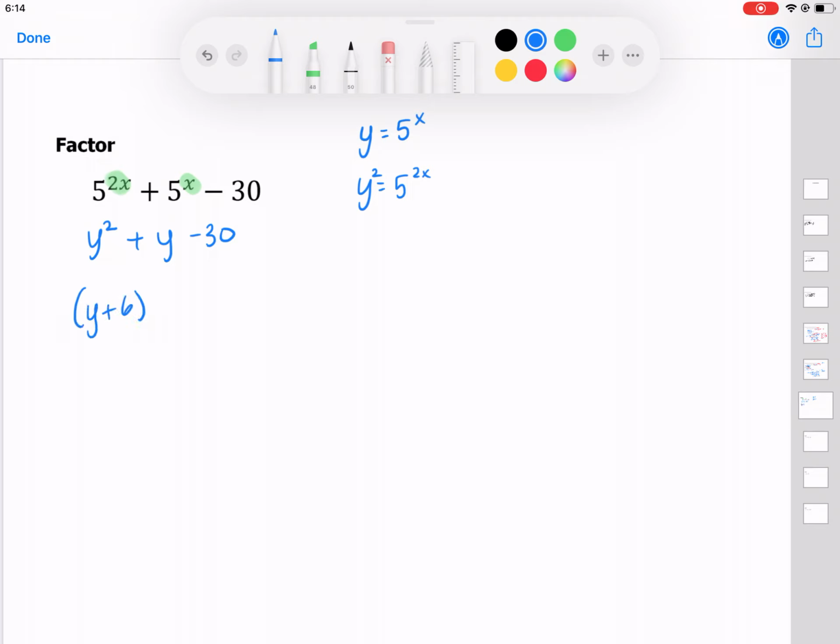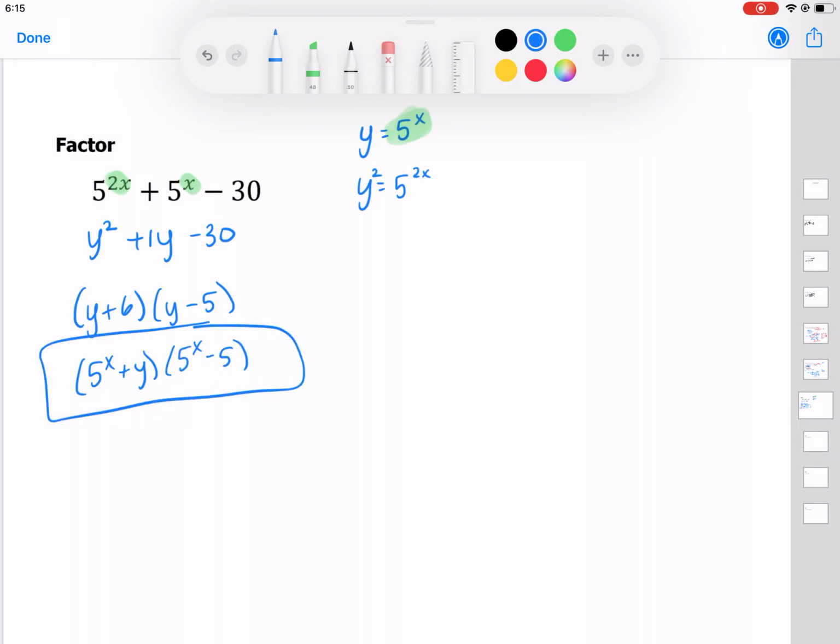So factors of 30 are 6 and 5. If you do 6 minus 5, you get a 1, which is the middle term. So then I would just need to substitute back in, because you always have to go back to what the original variable was. So I'll just put 5 to the x in for these y's. And look at that. You have factored that problem.